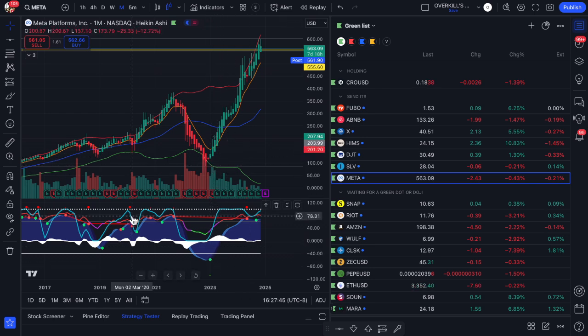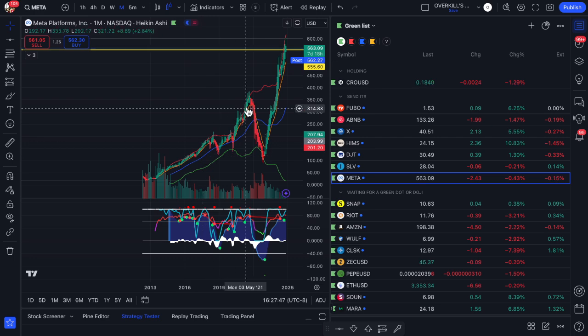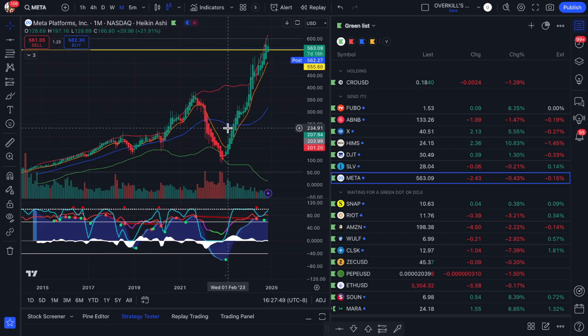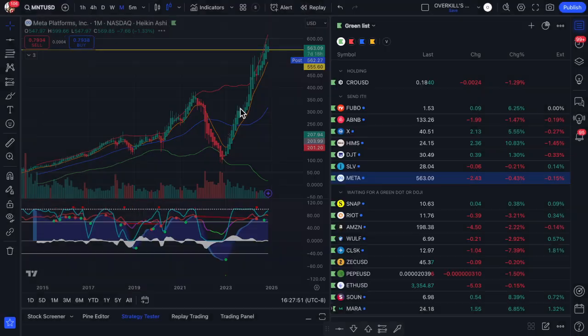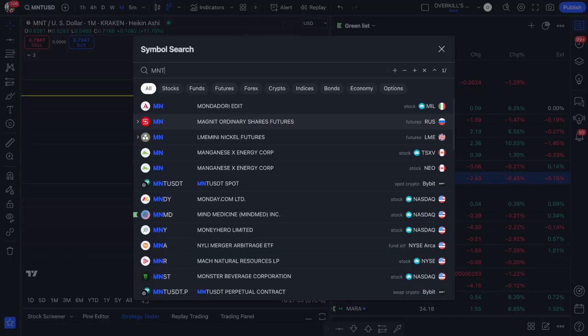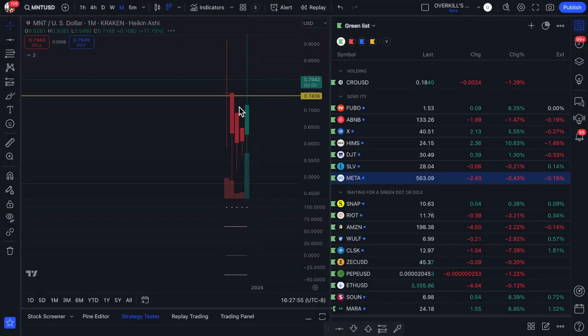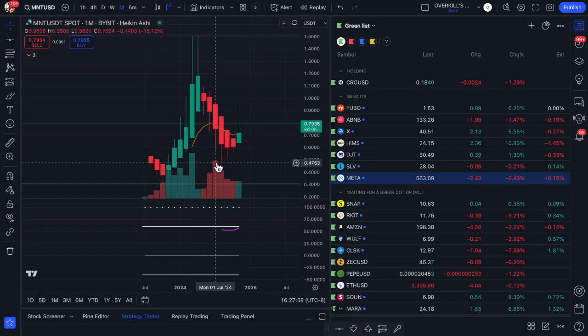at $1.20. But Meta, these are all monthly candles, so it's been around for 5-6 years. A name like MNT hasn't been around very long, so there's just not a lot of data, unless there's a different chart that I'm missing. Okay, so here's a little bit more data.